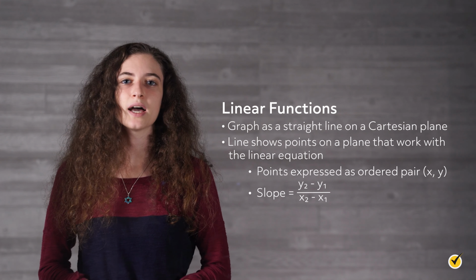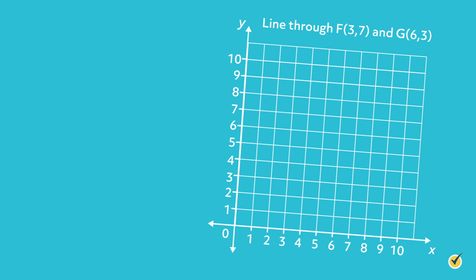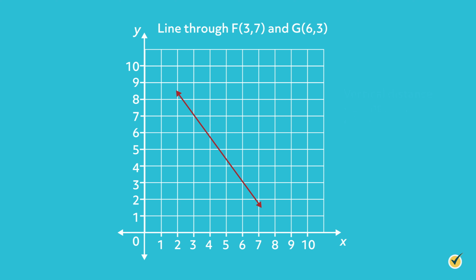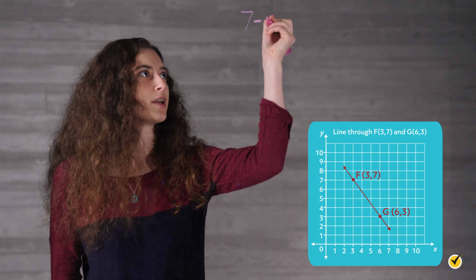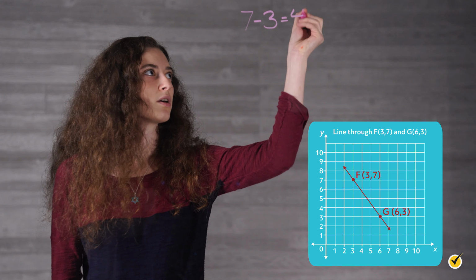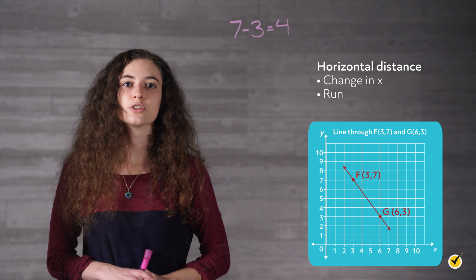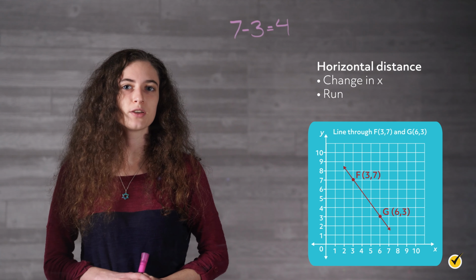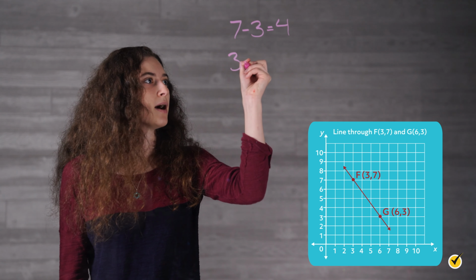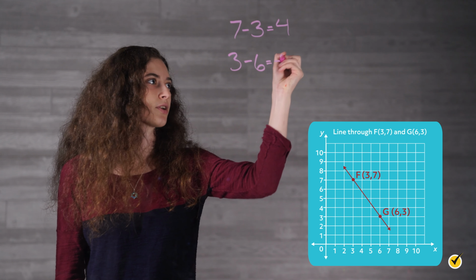Let's take a minute to apply this information with a few examples. Determine the slope of the line that passes through the points (3, 7) and (6, 3). The vertical distance, sometimes referred to as the change in y, or the rise, is calculated by subtracting the y values of these 2 points. 7 minus 3 equals 4. The horizontal distance, known as the change in x or the run, is calculated by subtracting the x values. 3 minus 6 equals negative 3.